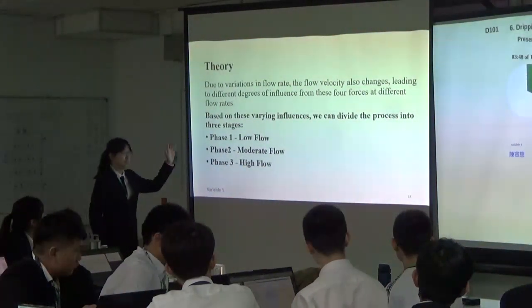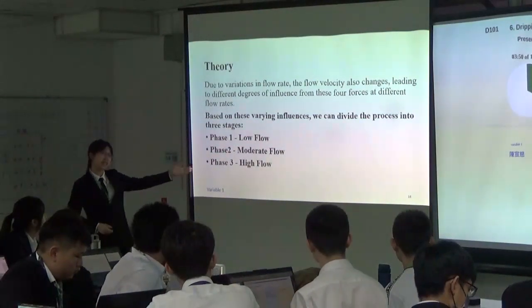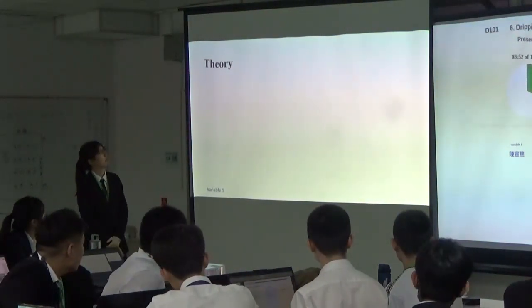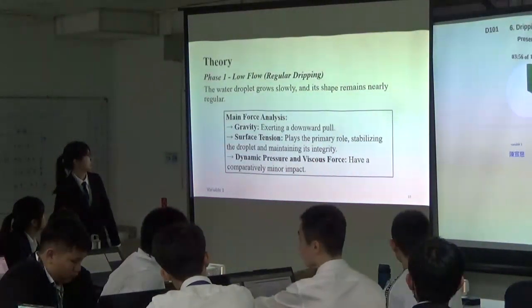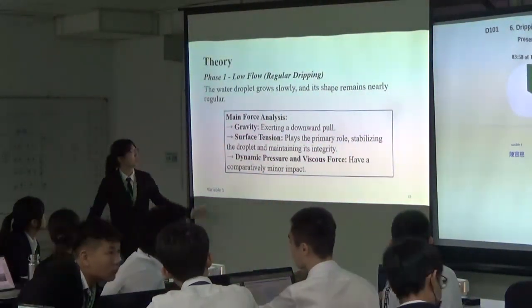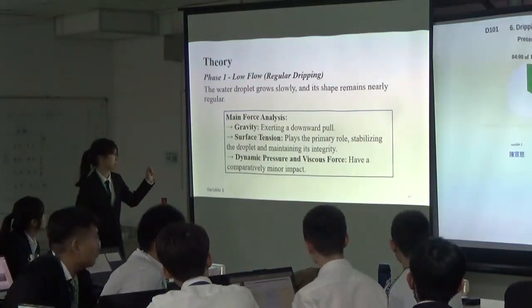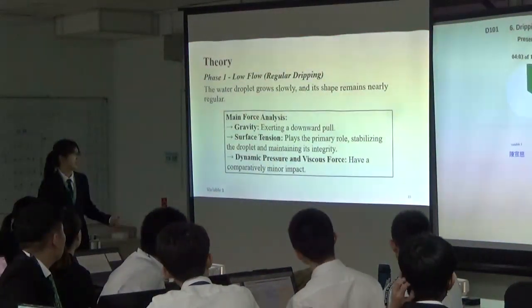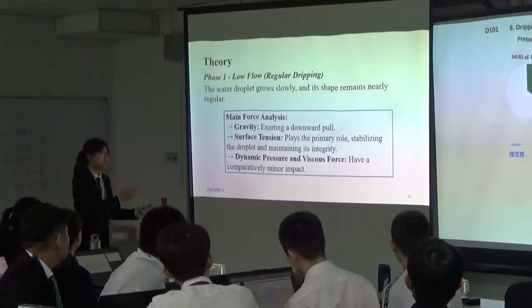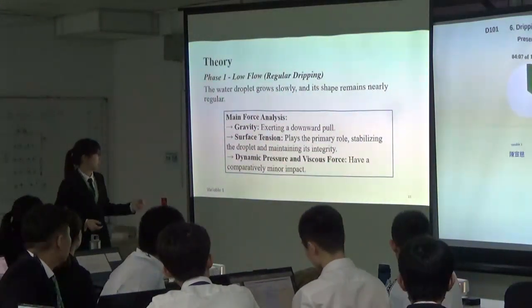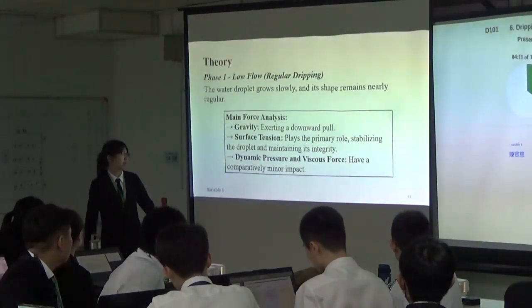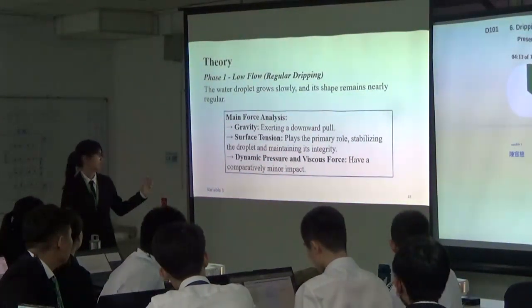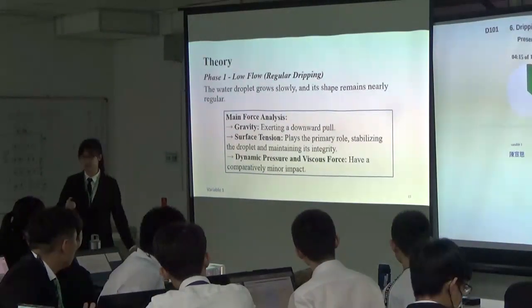So we divided our process into 3 stages. The first stage is the low flow rate, which is regular dripping. Looking at the forces, gravity exerts a downward pull, and the surface tension plays the primary role in this stage, stabilizing the droplet shape and its drip time interval. The dynamic pressure and the viscous force have a comparatively minor impact.